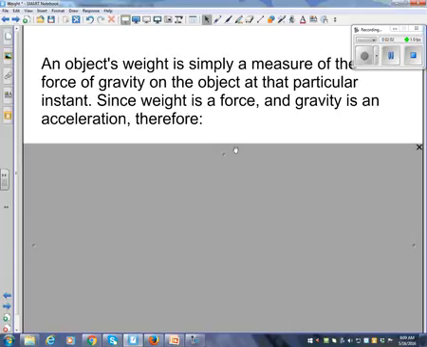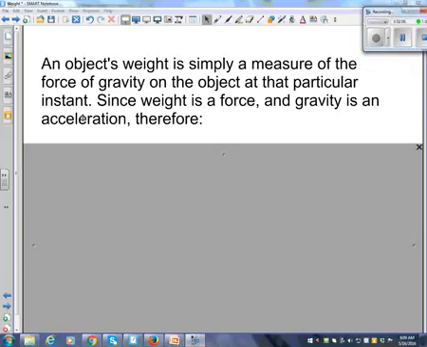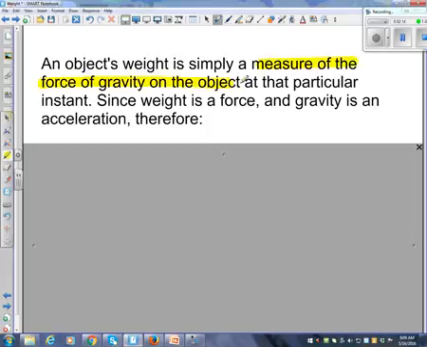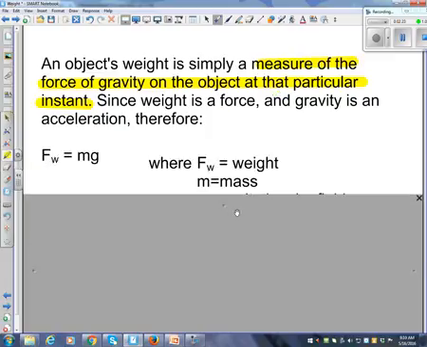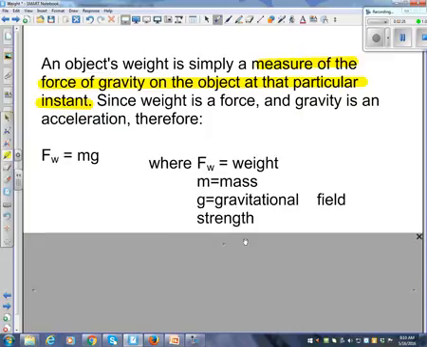An object's weight is simply a measure of the force of gravity on that object at that particular instant. Since weight is a force and gravity is acceleration, we get Fw is equal to mg. I'll pause because I'm way ahead of you. We're trying to distinguish between weight and mass. So an object's weight is simply a measure of the force of gravity on the object at that particular instant. Weight is a force, gravity is acceleration, and we get Fw equals mg, and we've used that already, right?